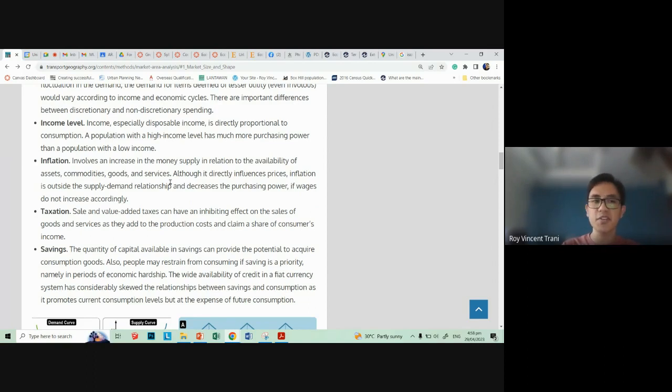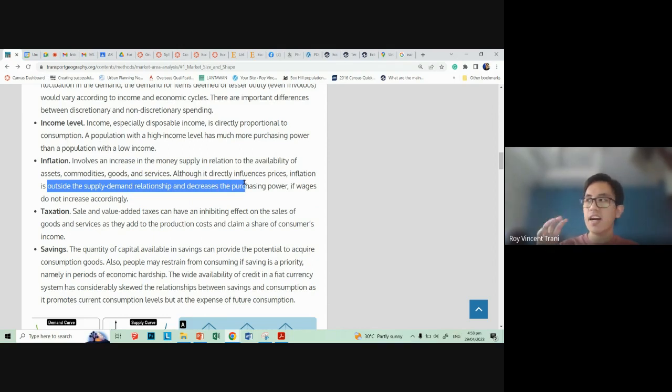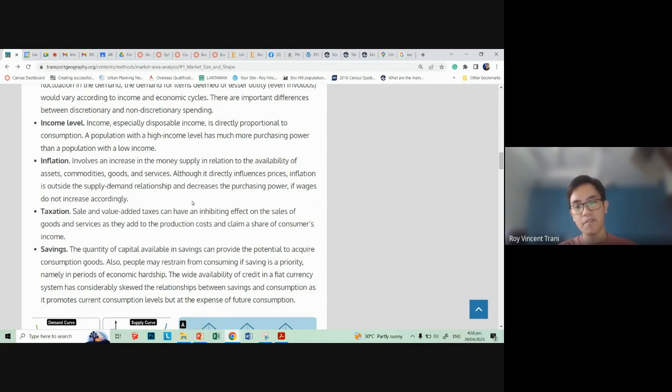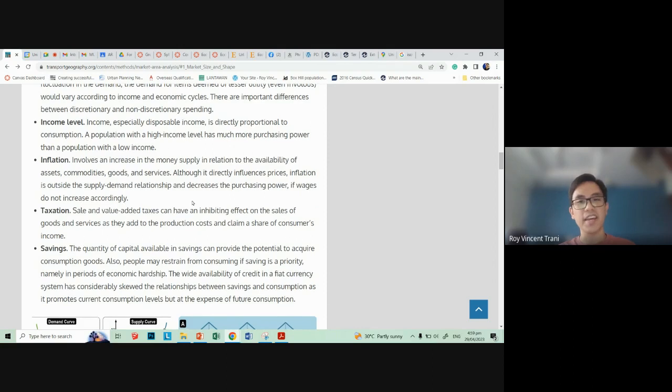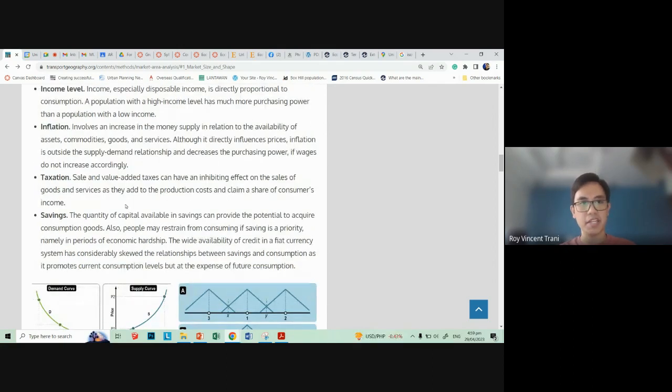And here's a popular one we hear in the news: inflation. It involves an increase in the money supply in relation to the availability of assets, commodities, goods, and services. Although inflation directly influences prices, inflation is outside the supply-demand relationship and decreases the purchasing power if wages do not adjust accordingly. So this is just a keynote here. It's a bit more of an external factor if wages do not increase accordingly. In Japan, they offset their inflation by adjusting their wages. Notice in Japan, they don't have 100 peso bills. They start off with 1,000, 2,000, 10,000. So they increase their wages to accommodate the inflation.